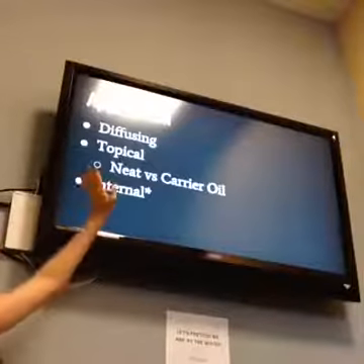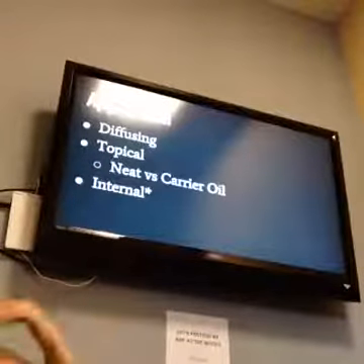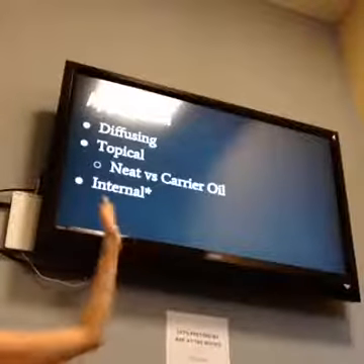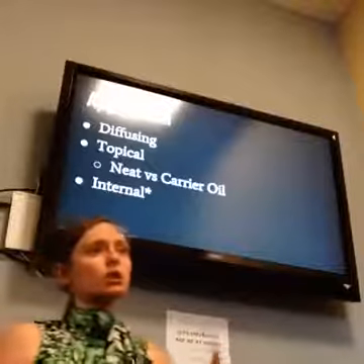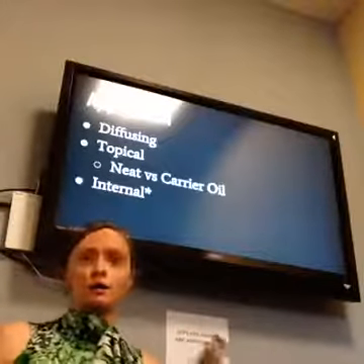You can also put it on topically. How many people have used essential oils? Have you used them topically before? Okay. Topically means that you're actually putting it on your body somewhere.